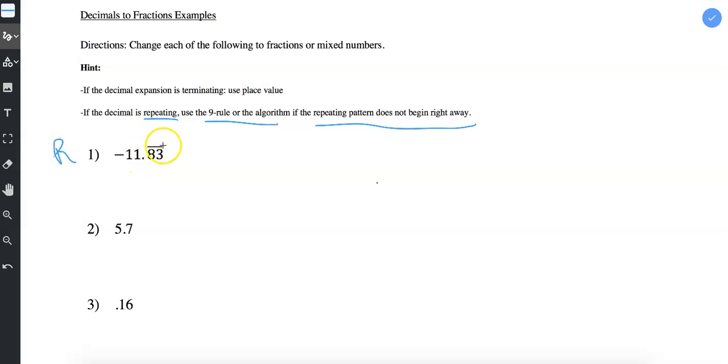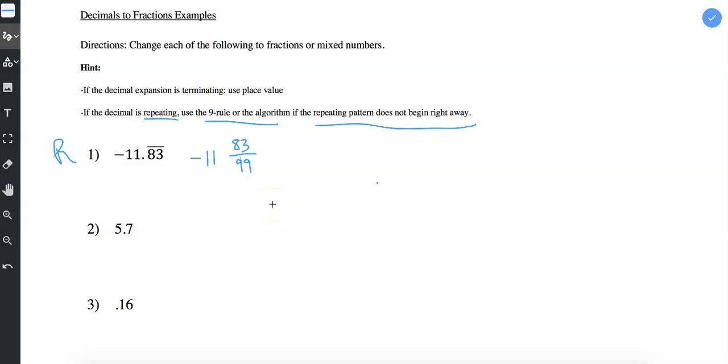You'll see that the line is over the 8 and the 3. So we can actually use the 9 rule. So when I make my fraction, I put the pattern in the numerator. So the pattern is 8, 3 before it starts over again: 8, 3, 8, 3, 8, 3. And then you put the repeating pattern over the same number of 9s. So if the repeating pattern is 2 numbers long, you put it over two 9s.